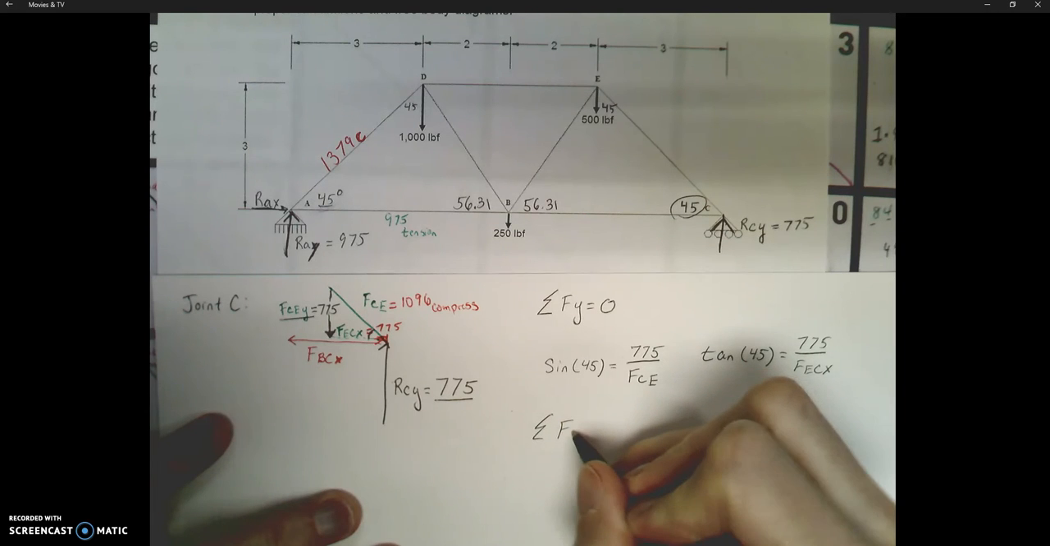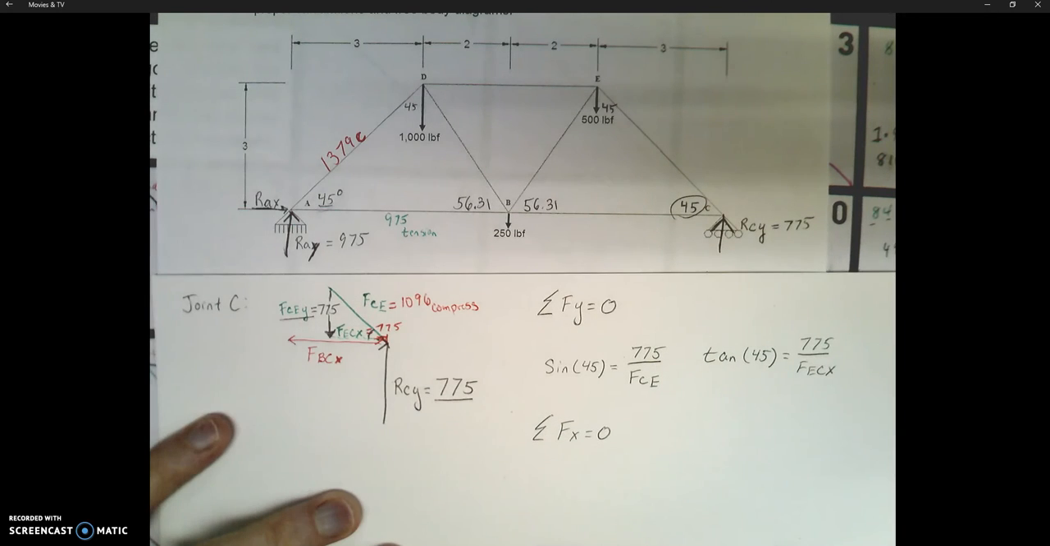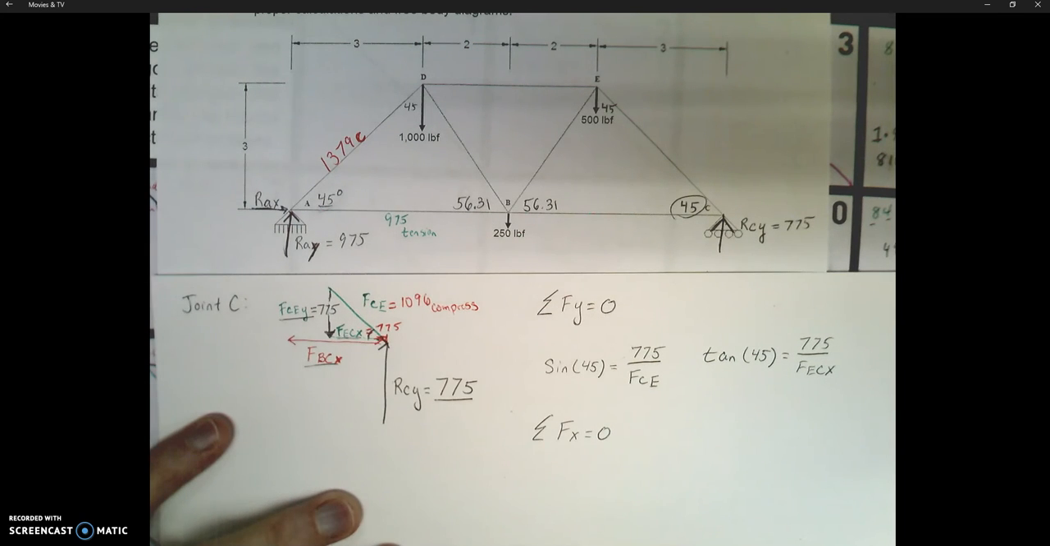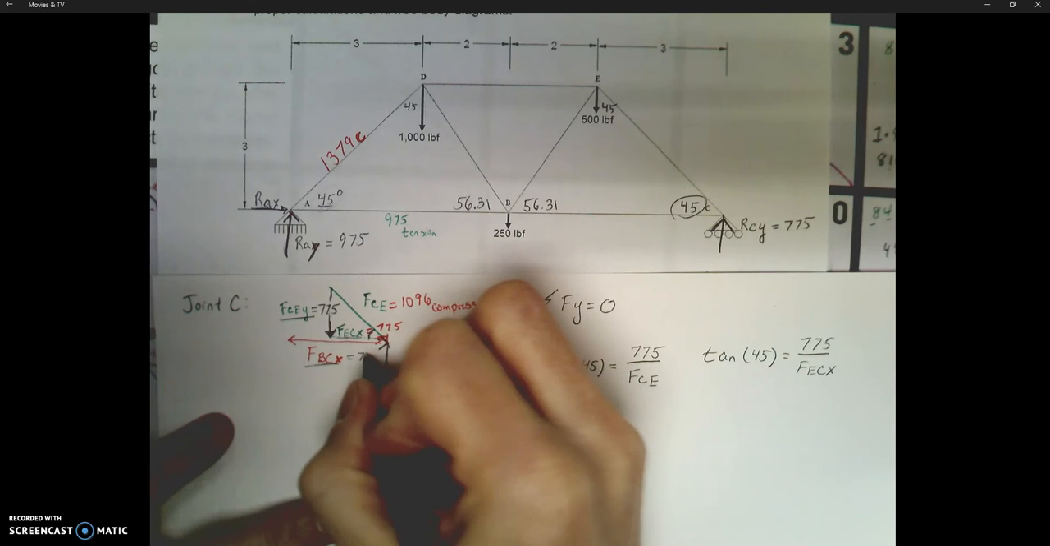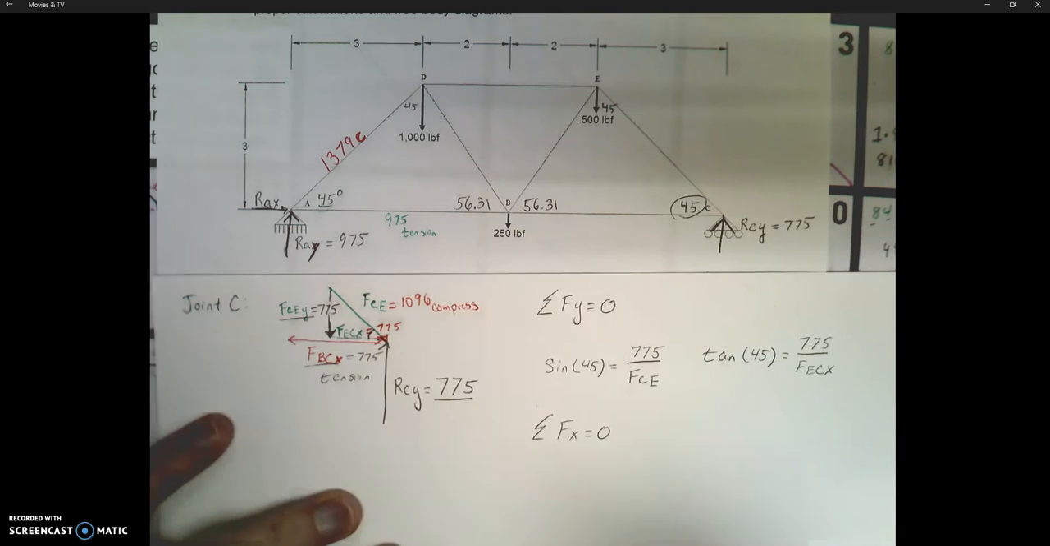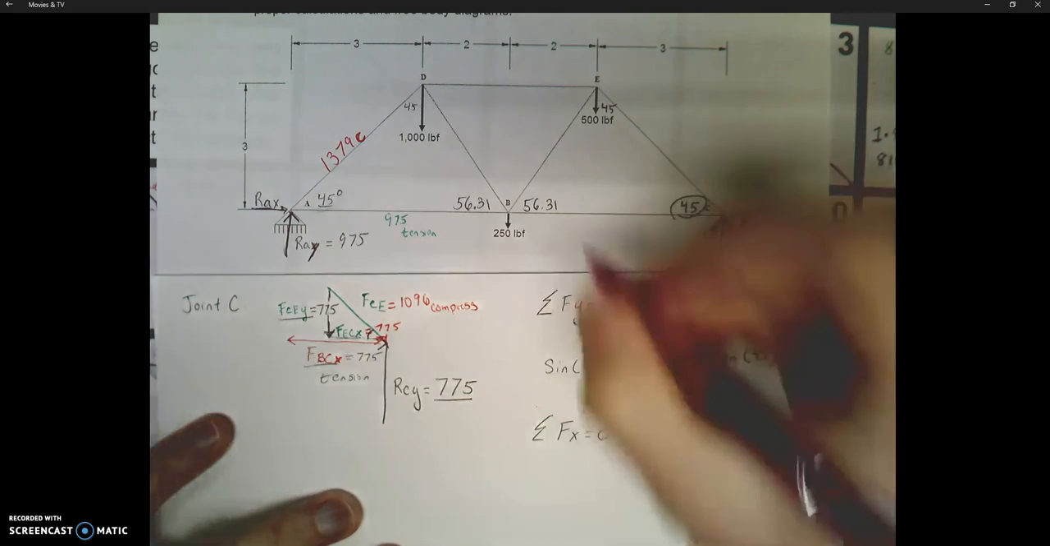So now the sum of all the forces in the x direction needs to equal 0. We know the force of ECX is 775 applying compression, so it's going to the right. That means the force of BCX needs to be 775 going to the left, so pulling away from that joint C, so it is applying tension itself.